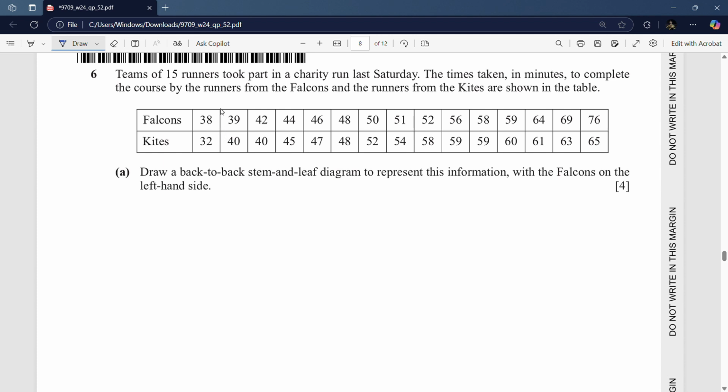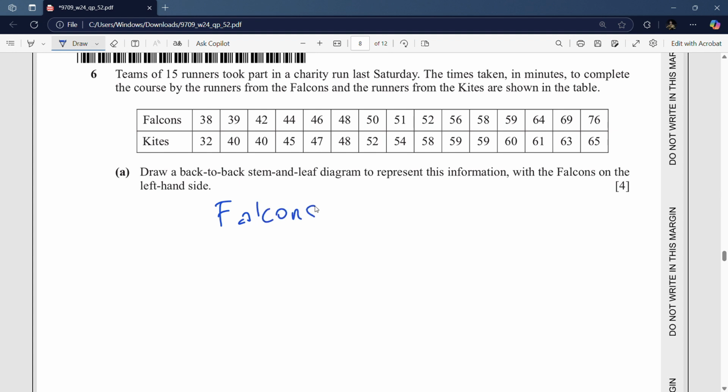The teams of 15 runners took part in a charity run last Saturday. The times taken in minutes to complete the course by the runners from the Falcons and the runners from the Kites are shown in the table. So we have a table of times taken in minutes. So we have to draw a back-to-back stem and leaf diagram, with the Falcons on the left hand side. So we have Falcons here and Kites.